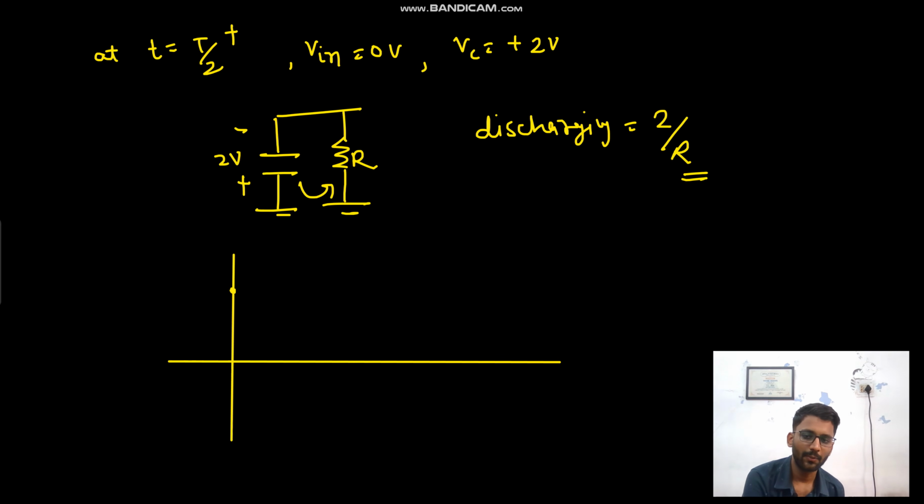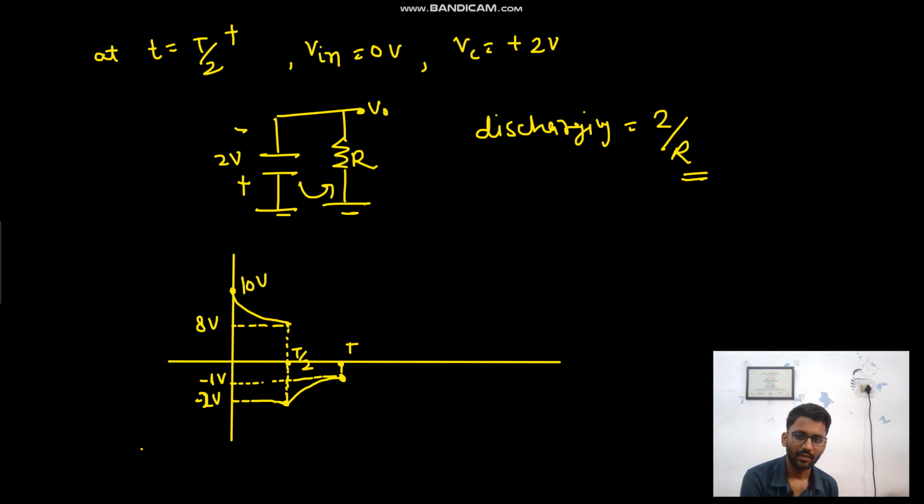We are going from 10 volt to 8 volt. Then we will have minus 2 volt here. I should draw it from here. At t equals T by 2 plus, we will have minus 2 volt here. Then it will discharge from minus 2 volt, let us assume, to minus 1 volt. This is T and this is T by 2.